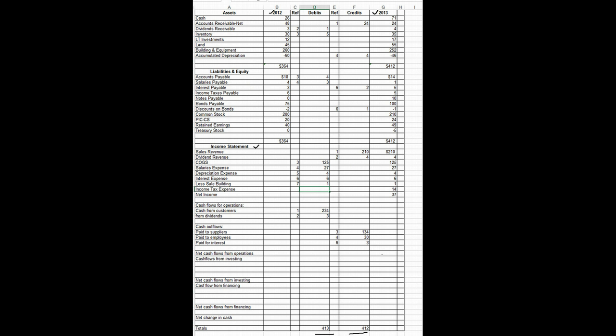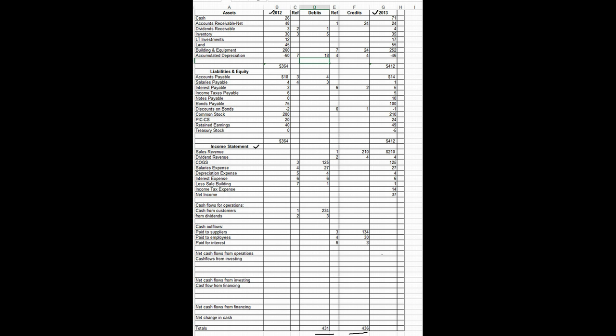Our buildings are going to go down. We're on transaction 7 by 24,000. So there goes our 24. It was depreciated by 3/4. Transaction 7. 3/4 of 24 is 18.